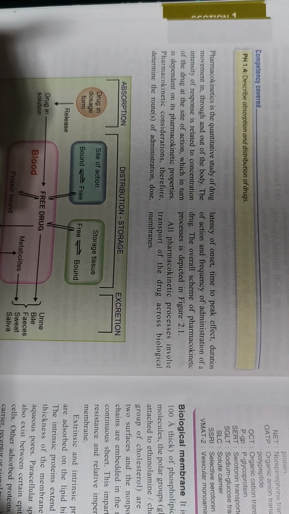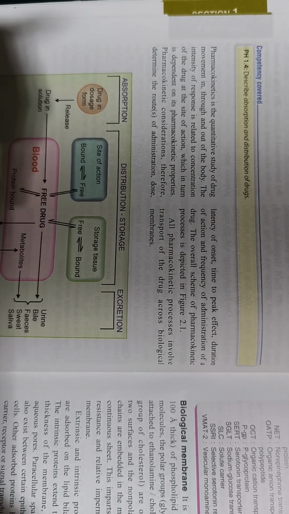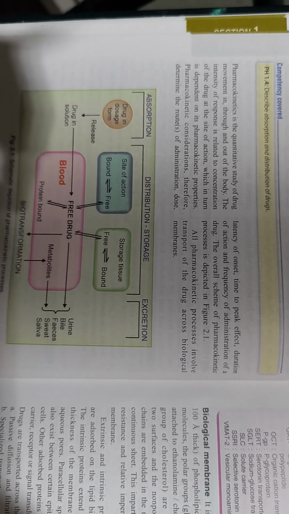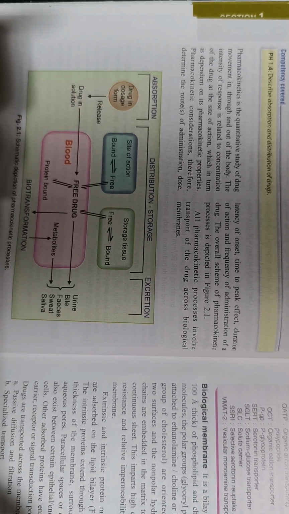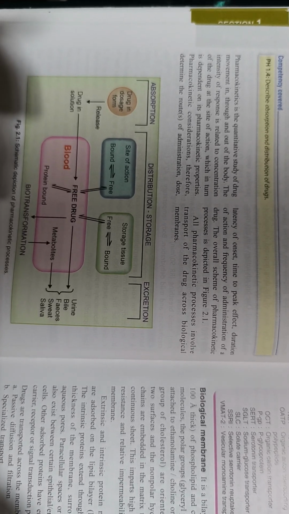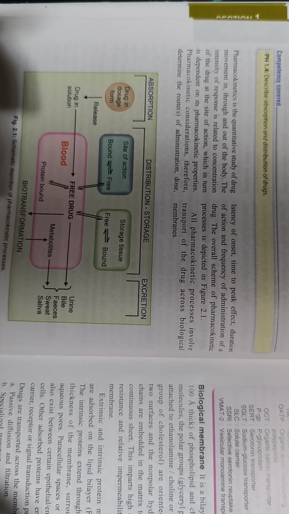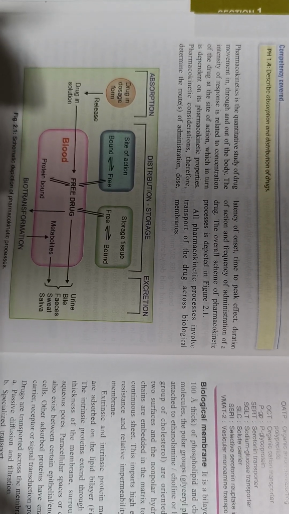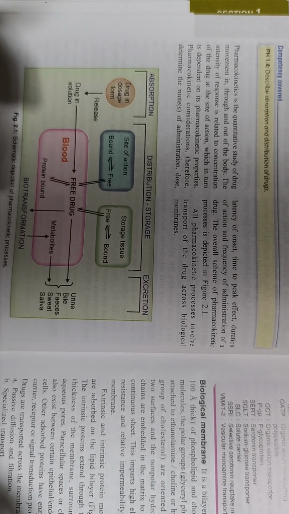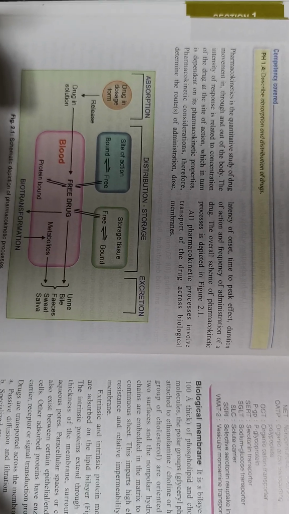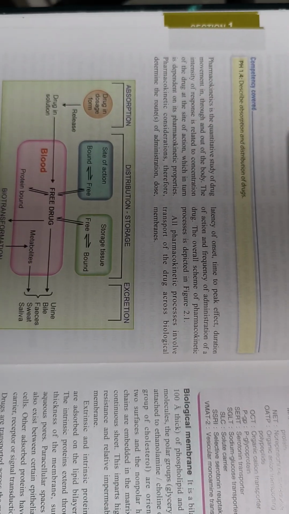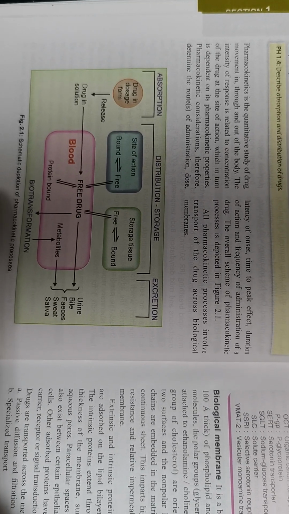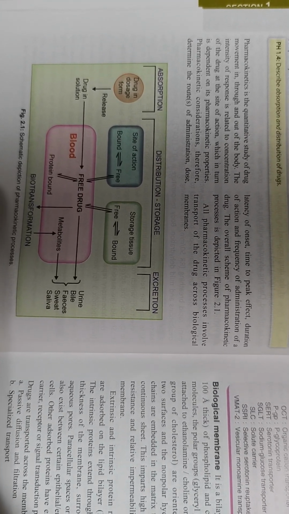Pharmacokinetics is the quantitative study of drug movement in, through and out of the body. The intensity of response is related to the concentration of drug at the site of action, which in turn is dependent upon the pharmacokinetic properties. Pharmacokinetic considerations therefore determine the routes of administration, dose, latency of onset, time of peak effect, duration of action, and frequency of administration of the drug.